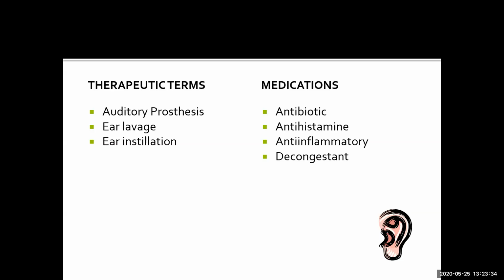Antibiotic is a drug that's going to stop or destroy microorganisms that are usually bacterial. Antihistamine is going to block the effects of histamine, so it helps bring down inflammation and swelling. As well as an anti-inflammatory, it's going to bring down inflammation. A decongestant is going to reduce congestion and swelling of the membrane, so it helps in the nose and the auditory tube. And I think that's it for the ear.